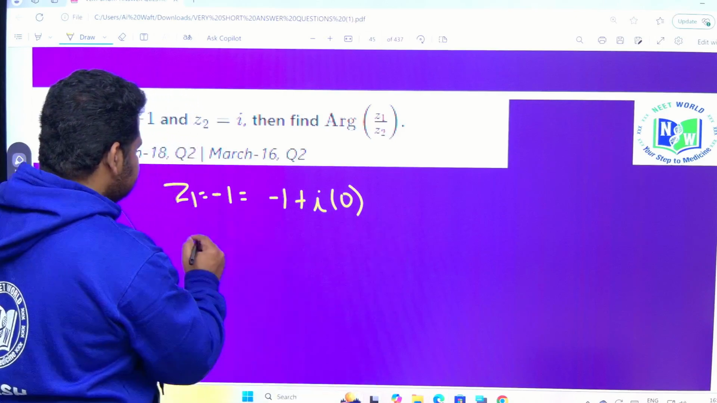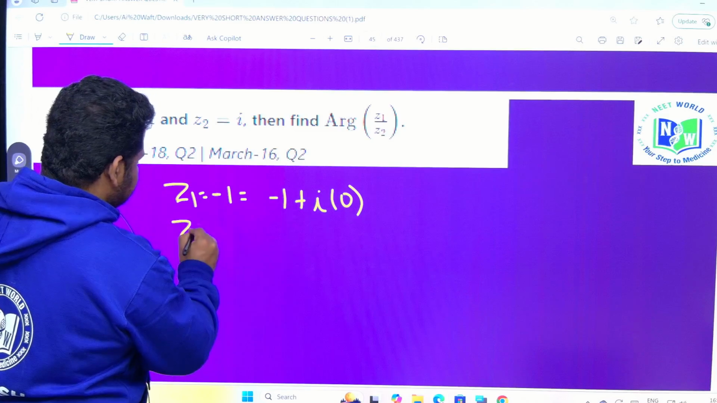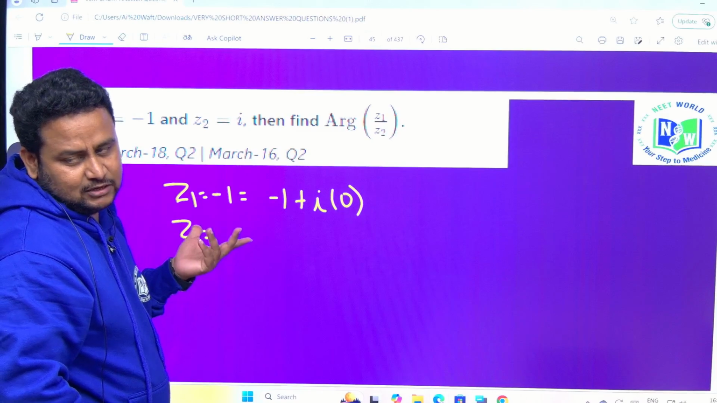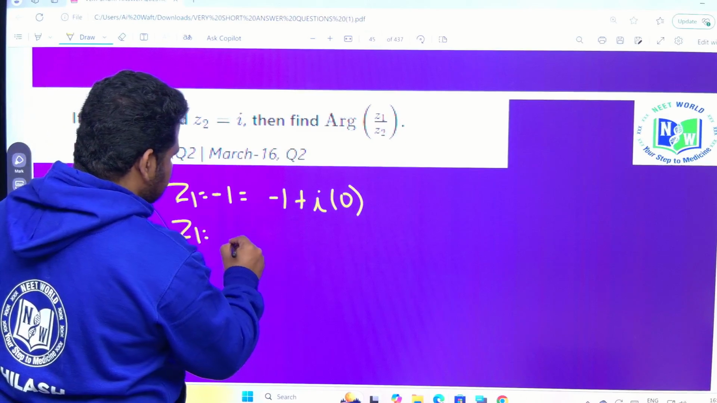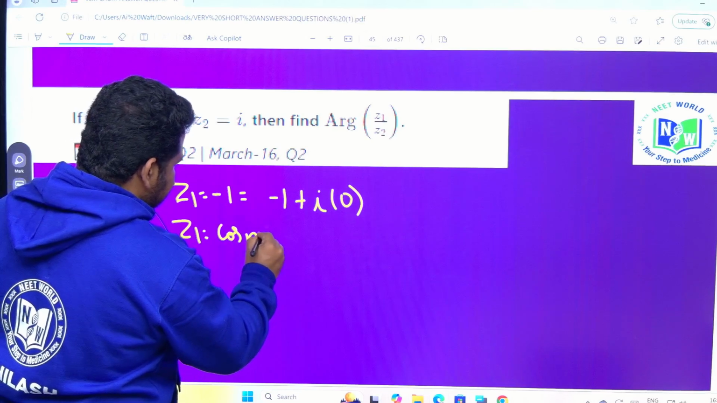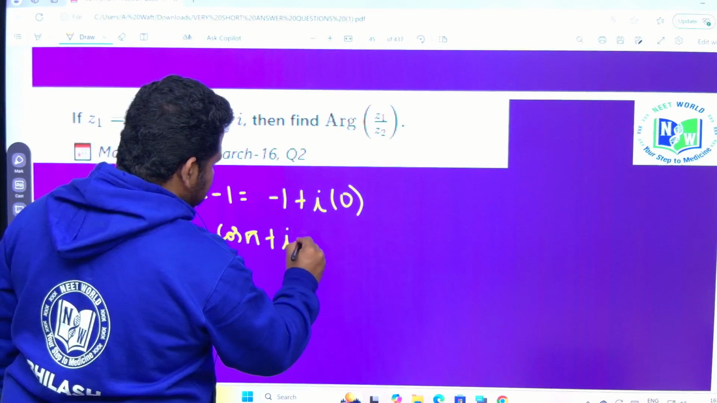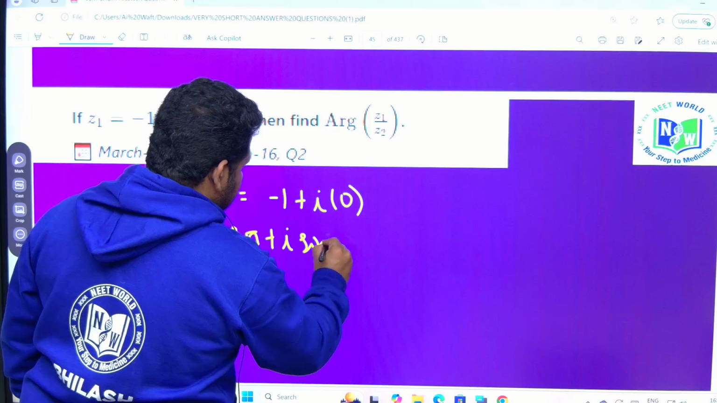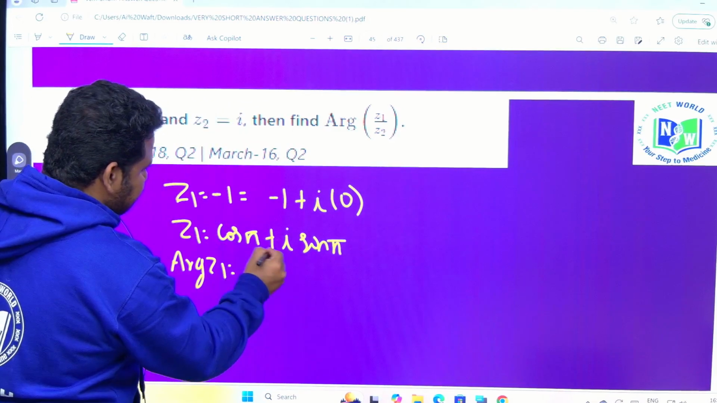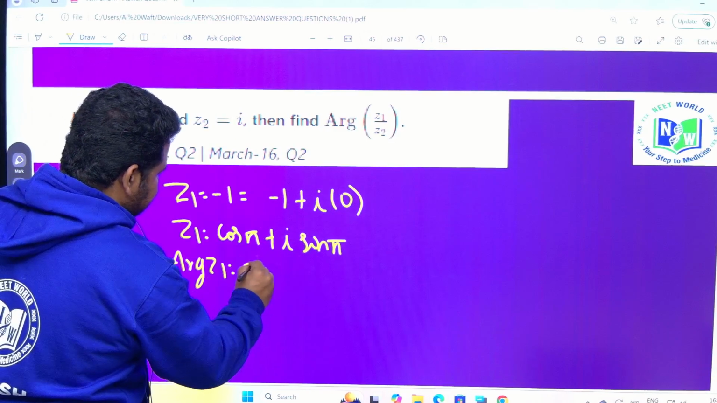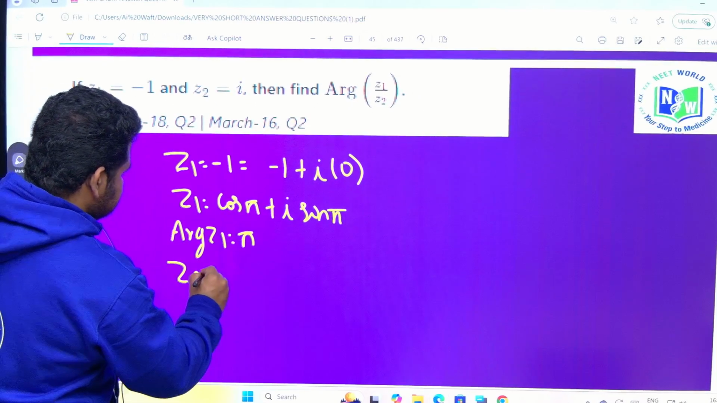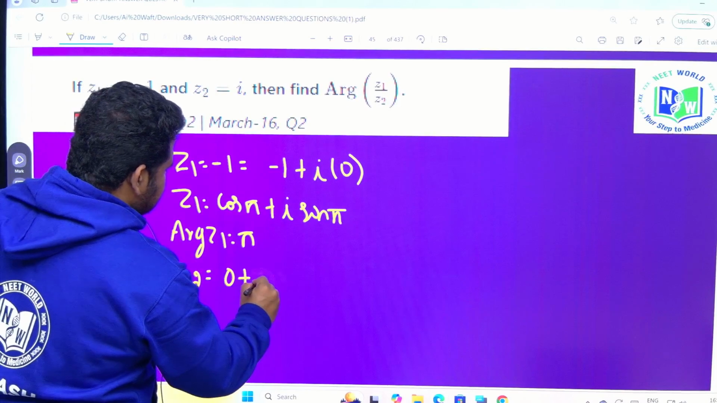See here. So z1 can be written as, here also modulus, you need not write r because r is 1 here also. So you can write it as r cos theta plus i sin theta, which is cos pi plus i into sin pi. So argument of z1 is the theta. Here the theta value is pi. Okay. Similarly, second one, see here, z2 can be written as 0 plus i.